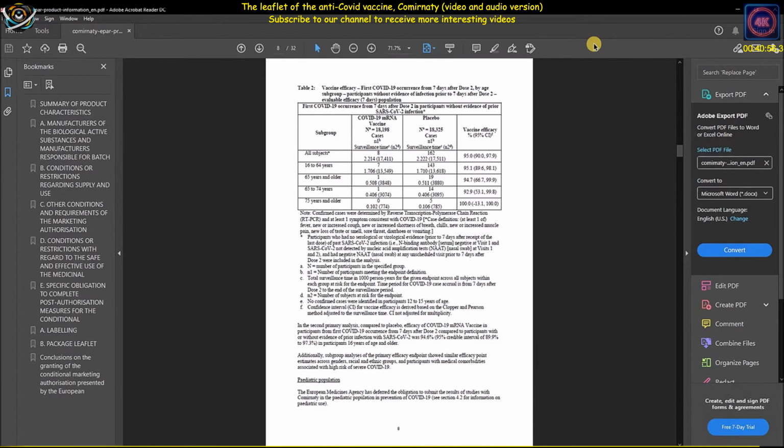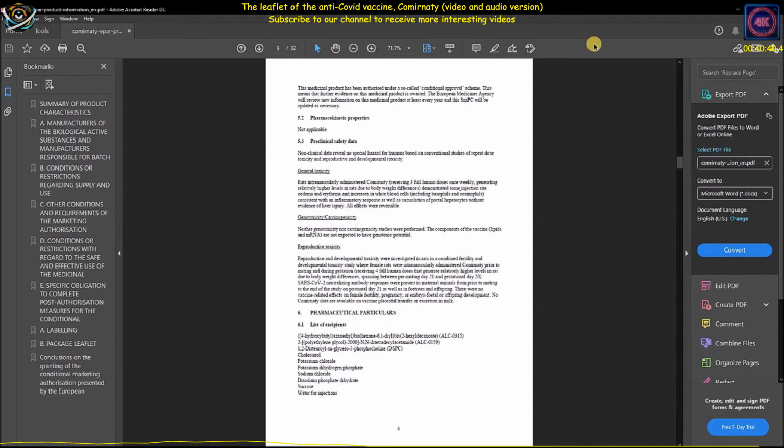Pediatric population. The European Medicines Agency has deferred the obligation to submit the results of studies with Comirnaty in the pediatric population in prevention of COVID-19. See Section 4.2 for information on pediatric use. This medicinal product has been authorized under a so-called conditional approval scheme. This means that further evidence on this medicinal product is awaited. The European Medicines Agency will review new information on this medicinal product at least every year, and this SmPC will be updated as necessary.